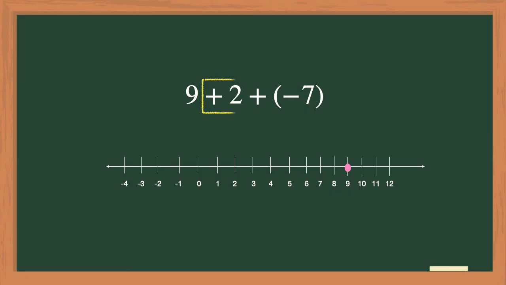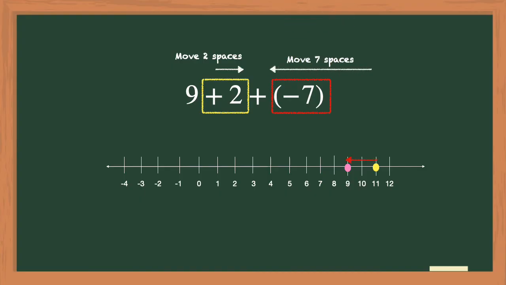Since the next term being added to positive 9 is positive 2, we will need to move 2 spaces to the right on the number line, stopping at positive 11. The next term being added in this expression is negative 7, which means that we will need to move 7 spaces to the left, starting at positive 11. And as you can see, we stopped at positive 4. So the sum of positive 9 plus positive 2 plus negative 7 is positive 4.